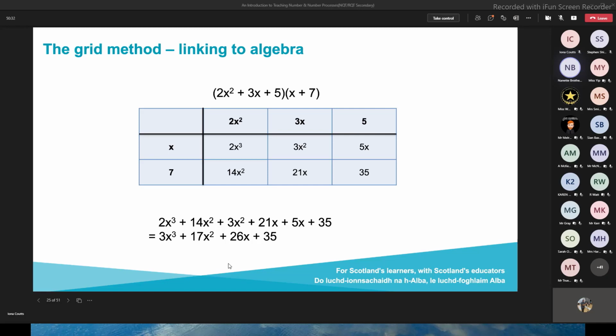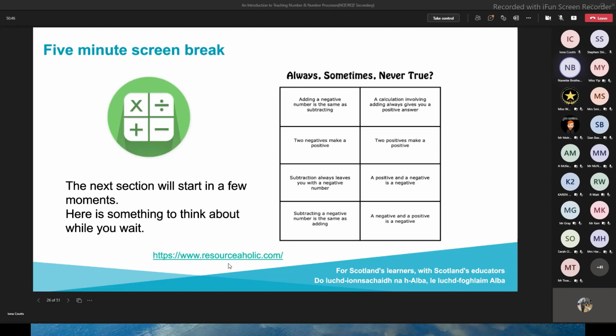We can also further extend it to support factorization, and when we move on to higher, it provides a logical alternative to synthetic division when completing polynomial division.